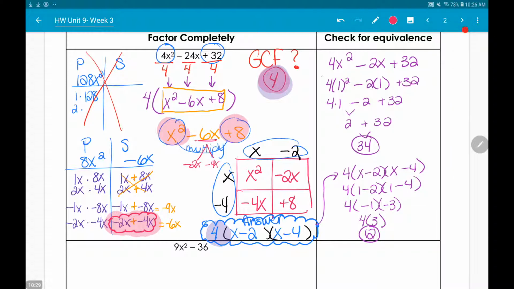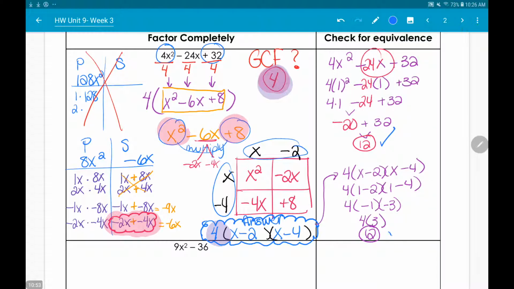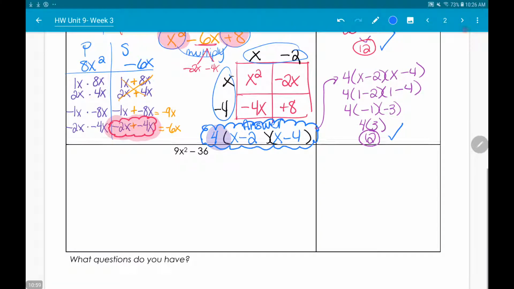So I scanned. Did I write my original right? Nope. This is my mistake. So my original is supposed to be 24x. So this guy should be 24 and 24. 4 minus 24 is negative 20. Negative 20 plus 32 is 12. Great. So now I see that they are equivalent, which means they're correct, which means I factored correctly. All right. Let's keep it moving.